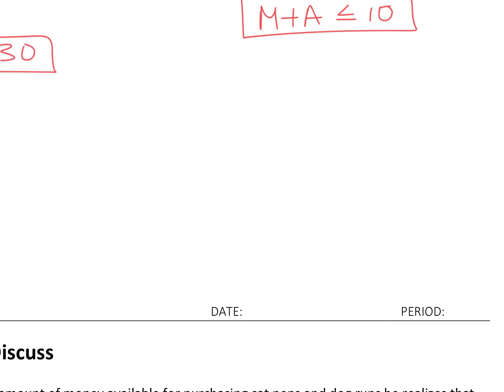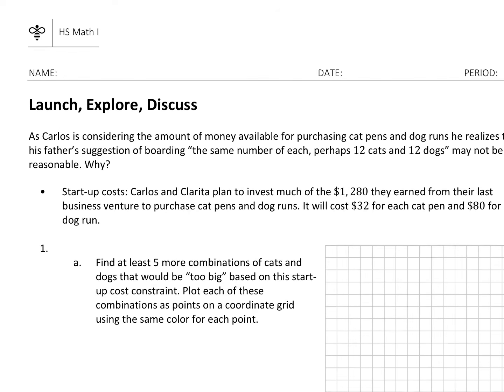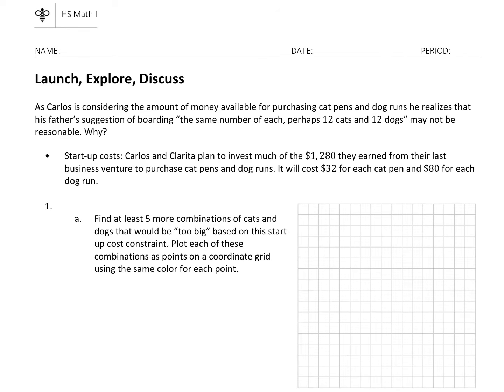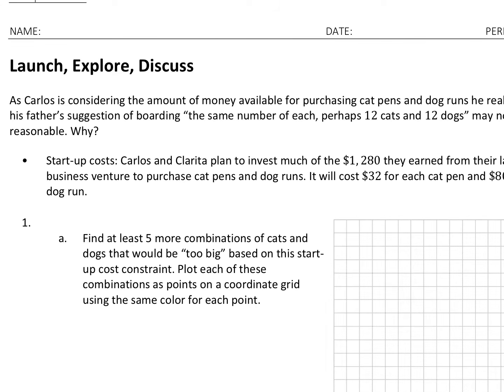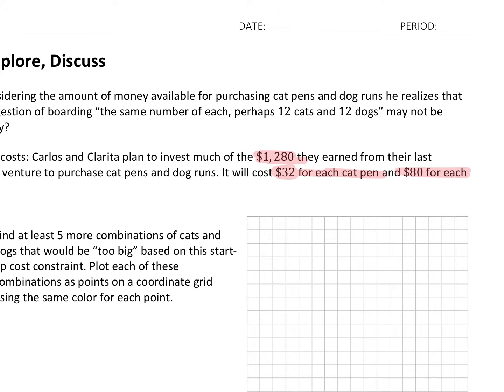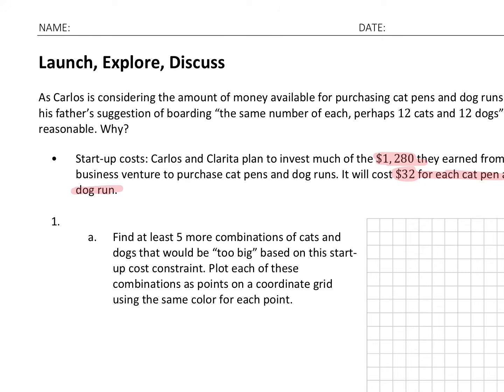Okay, let's turn the page. On the next page, we have our launch. So this explains the activity. It says, as Carlos is considering the amount of money available for purchasing cat pens and dog runs, he realizes that his father's suggestion of boarding the same number of each, perhaps 12 cats and 12 dogs, may not be reasonable. Why? So just a reminder that they've got $12.80 to spend, and cat pens are $32 each, and dog runs are $80 each. So that's good to remember.